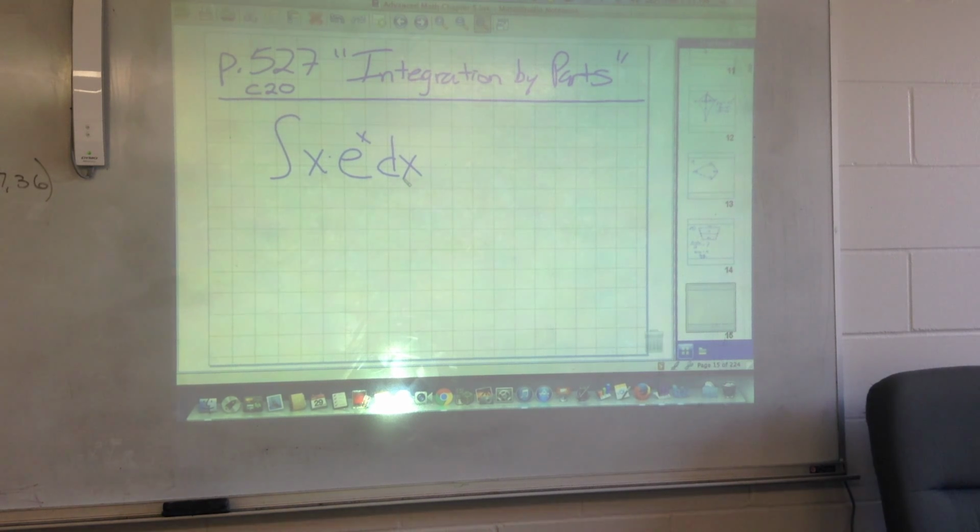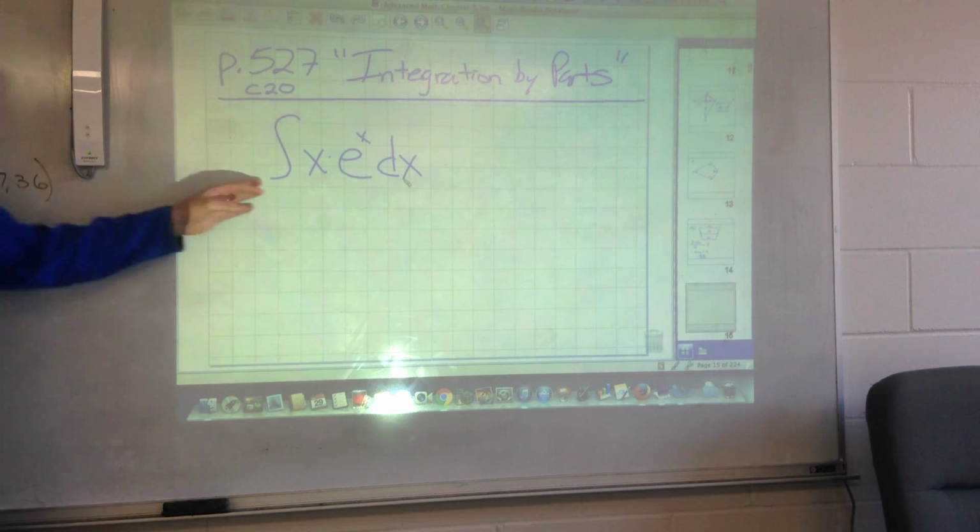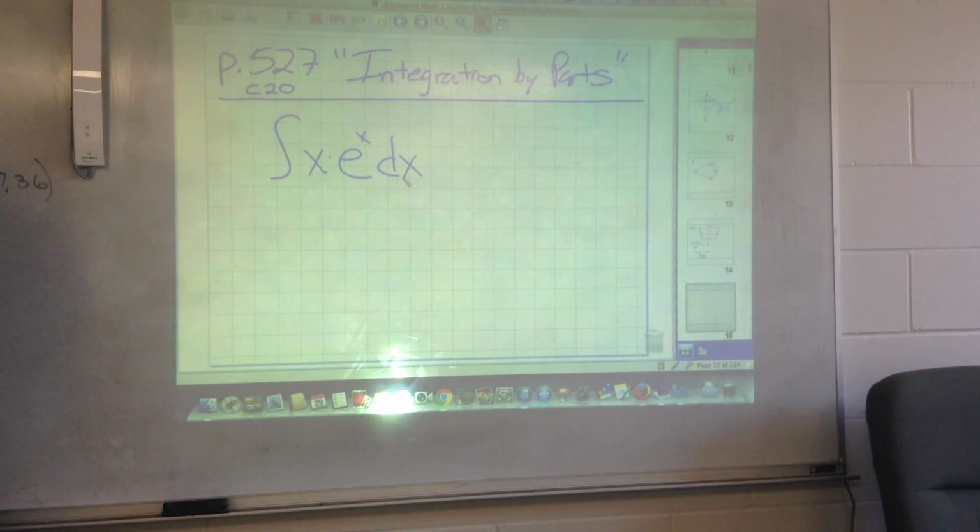All right, integration by parts. Let's say you were asked to find the integral of x times e to the x dx. Notice that it is a product of two functions.